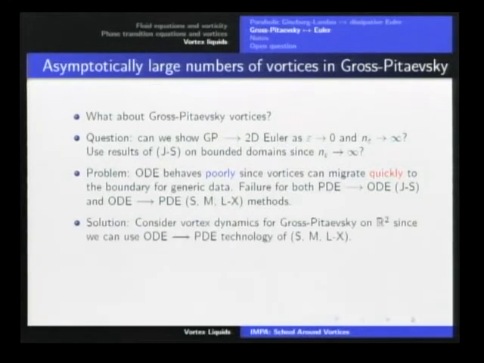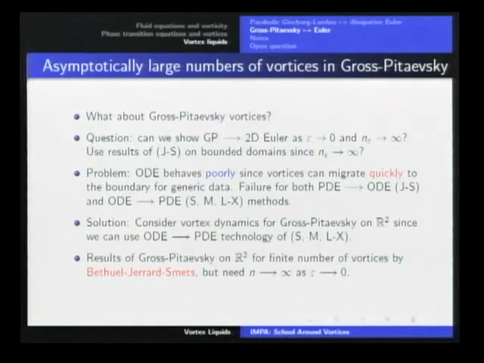So we wanted to consider Gross-Pitaevskii dynamics in all of R2 with asymptotically large numbers of vortices. So we can use ODE to PDE technology that's already well known. The results of Chauchet, Maida, Evans, Mueller, all of this is well-defined stuff. So the results on all of R2 for a finite number of vortices are by Bethuel, Gravejat, and Smets. But we need n to go towards infinity as epsilon goes to zero.